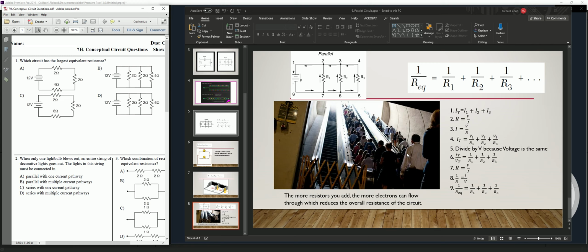So the more resistors you have in parallel, the more pathways that you have, the less resistance there will be. But if you decrease the amount of pathways, the more resistance you will have. If you only have one pathway, which is usually how series circuits operate, then you've increased the amount of resistance and decreased the amount of electrons flowing through.